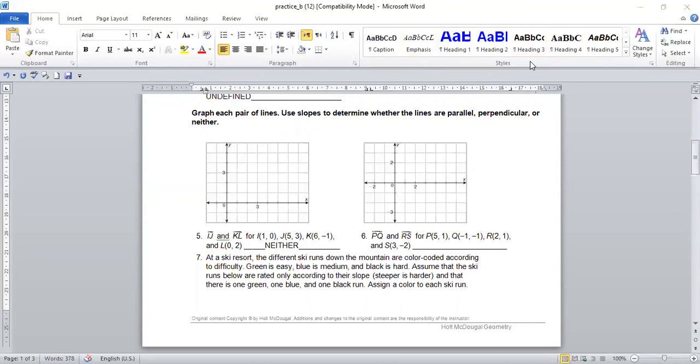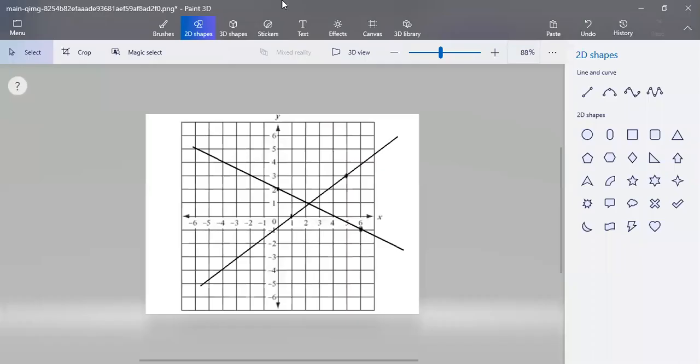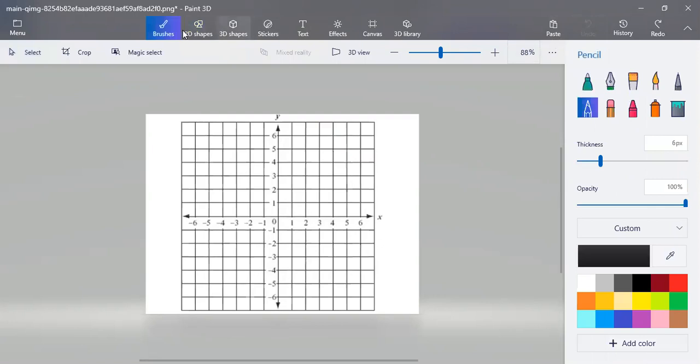Hopefully, I think they are perpendicular. I don't know. Once I draw, I will come to know. They are perpendicular lines. Okay, so let me graph it first.